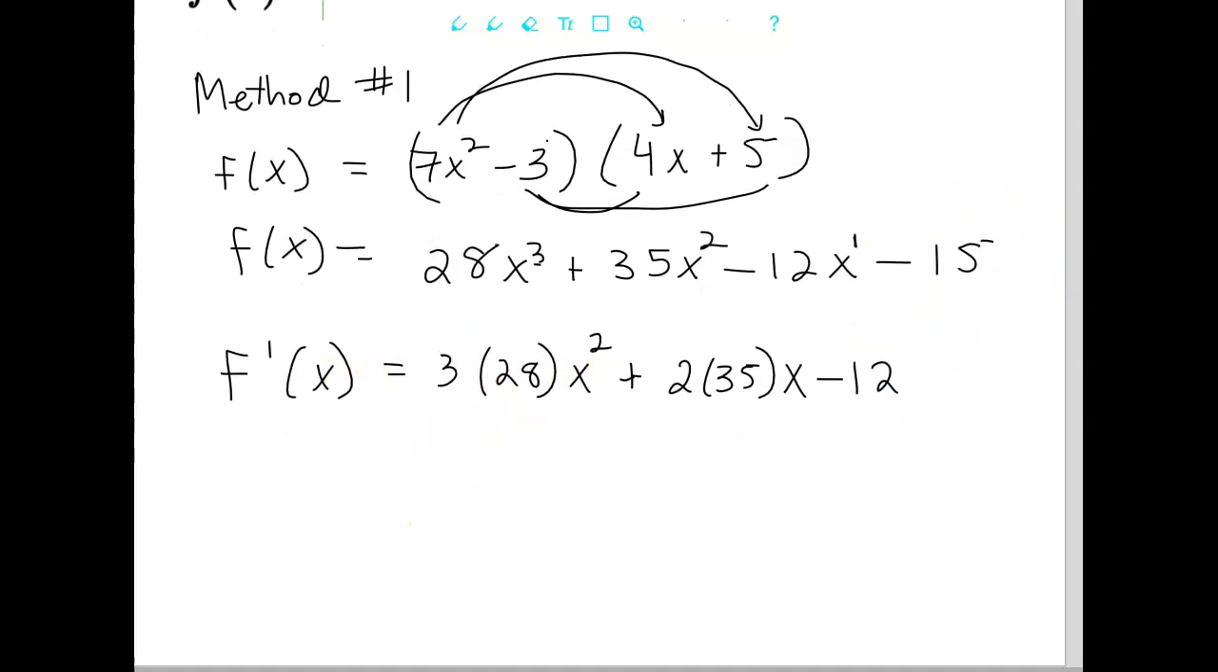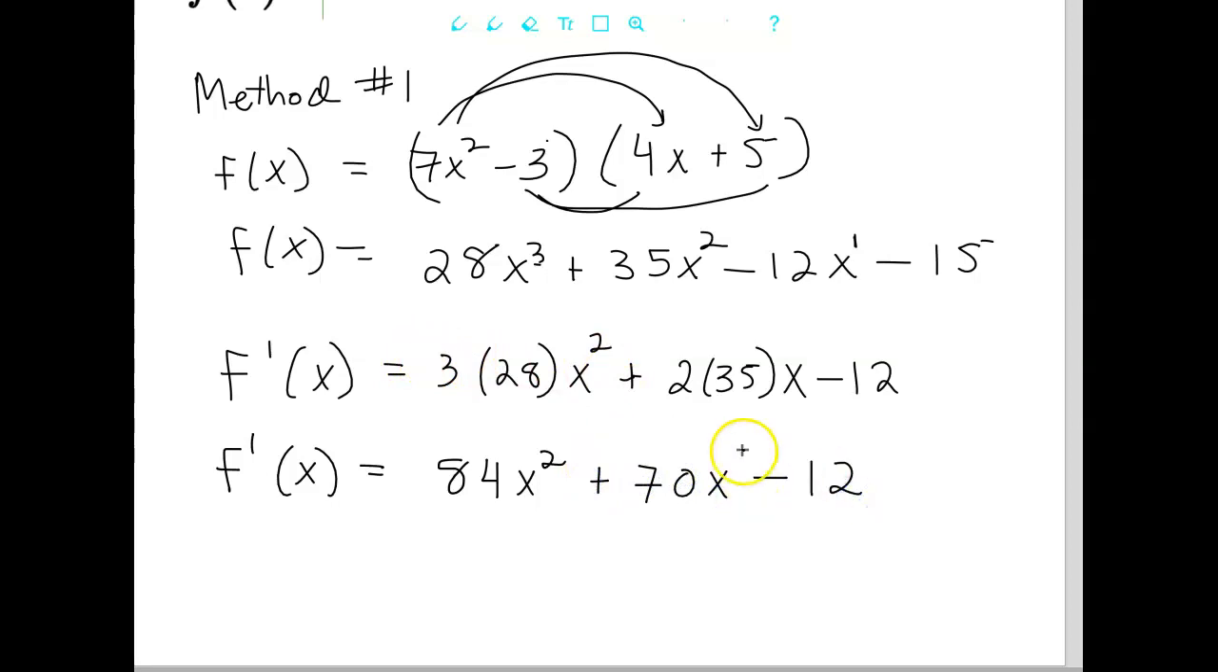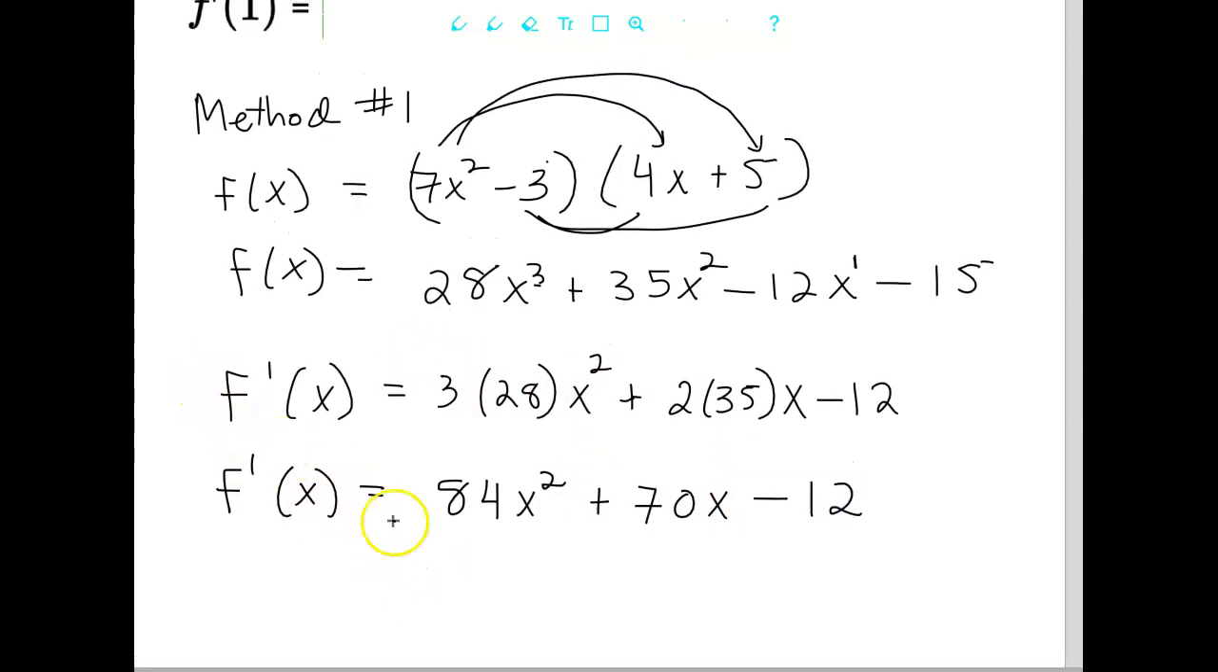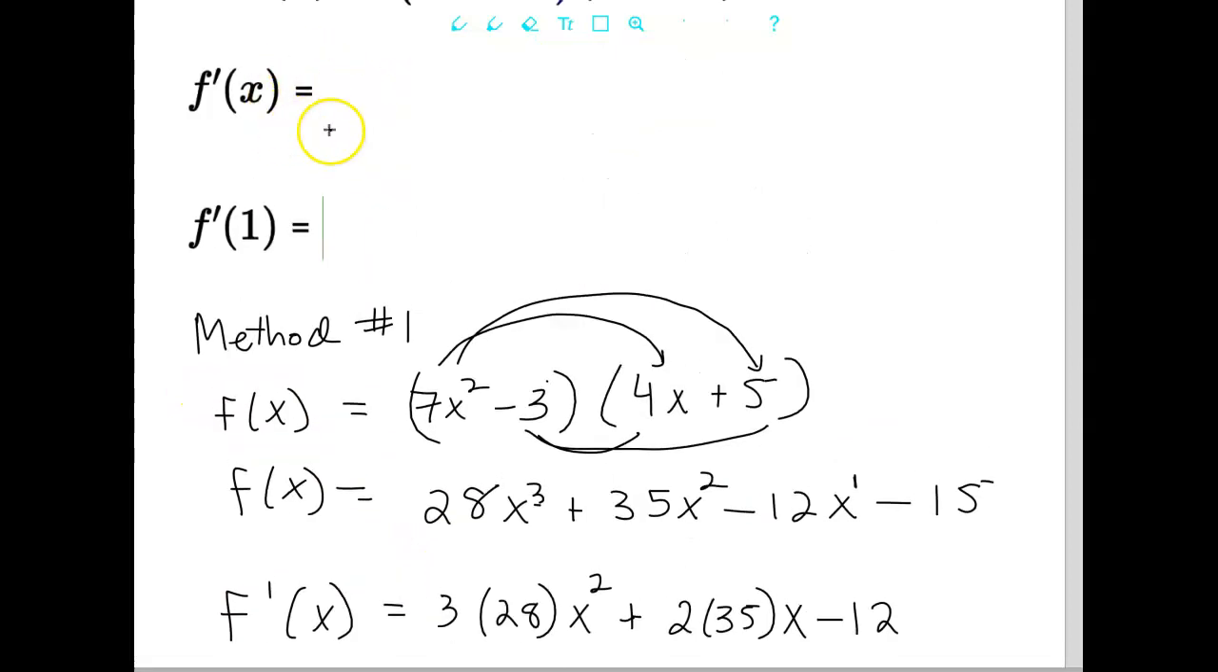So now let's just do the arithmetic here. So we get f prime is going to be what? That's going to be 60 plus 24 is 84x squared plus 70x minus 12. Okay. And that is the general derivative here.